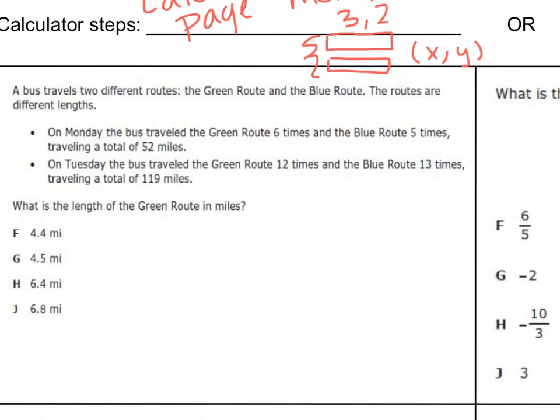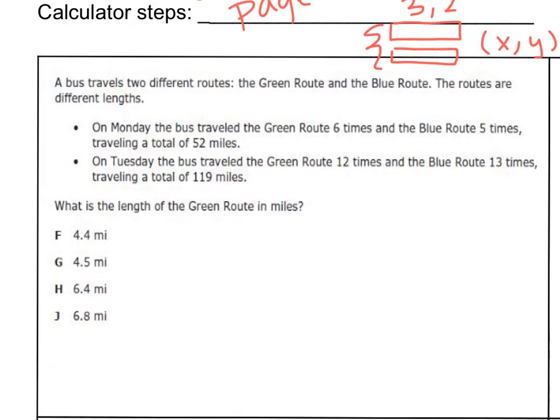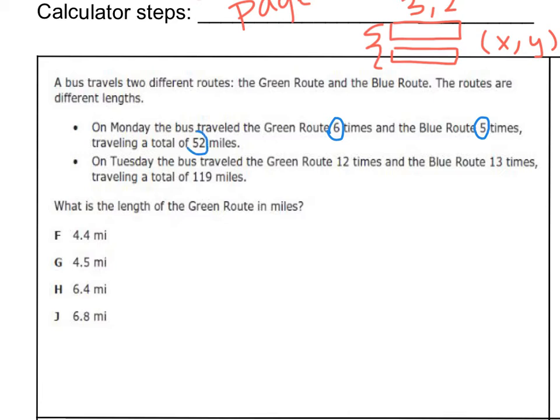So let's look at our first problem. On this one we have a word problem, so that means we need to write an equation and then solve it. We can use either of the two methods at the top. It says the bus travels two different routes, the green route and the blue route. The routes are different lengths. On Monday, the bus traveled the green route 6 times and the blue route 5 times, traveling a total of 52 miles. On Tuesday, the bus traveled the green route 12 times and the blue route 13 times, traveling a total of 119 miles.